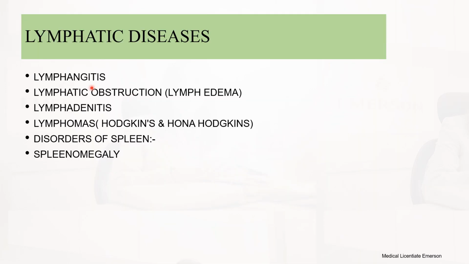Then lymphatic diseases: someone can have lymphangitis, someone can have lymphatic obstruction or lymphedema. Okay, then the other condition is lymphadenitis, and there are lymphomas such as Hodgkin's and non-Hodgkin's lymphoma. Then disorders of the spleen, one can have splenomegaly. Okay, those are some of the disorders of the spleen.